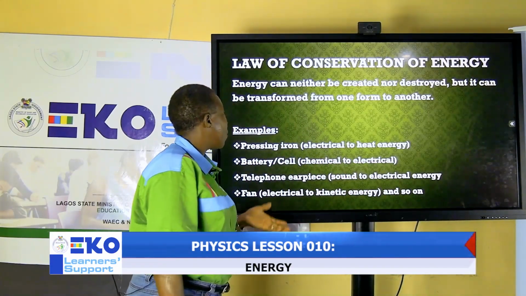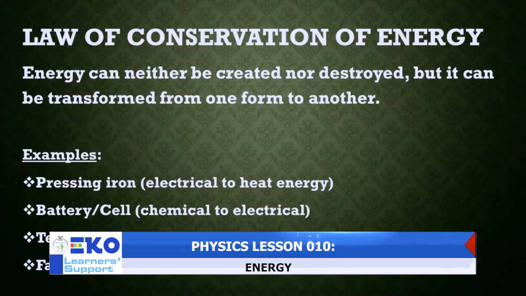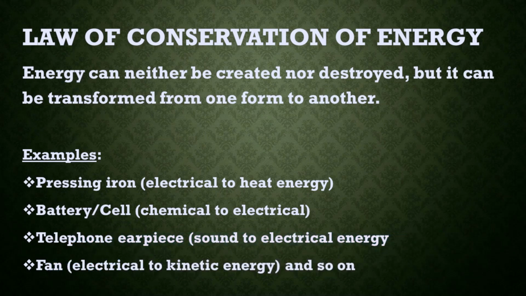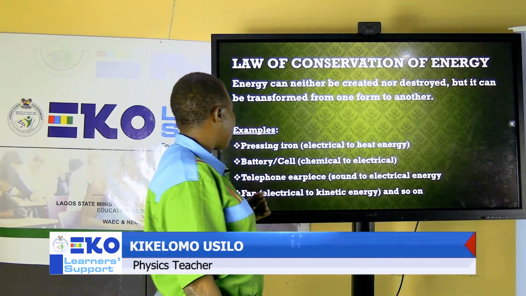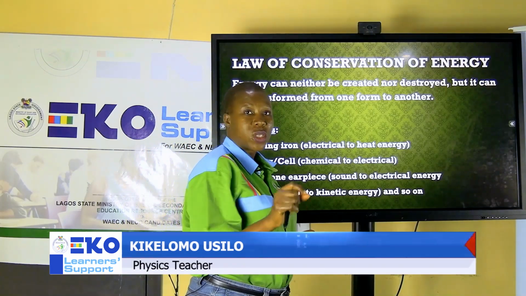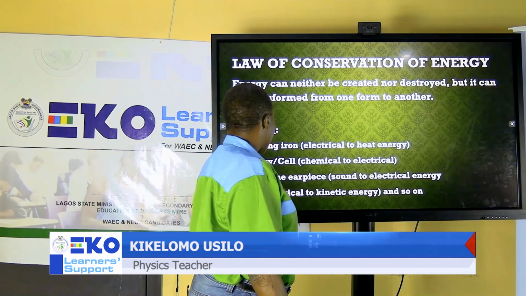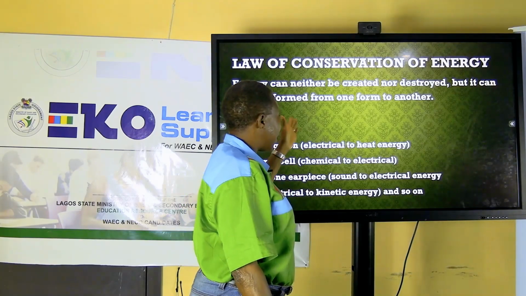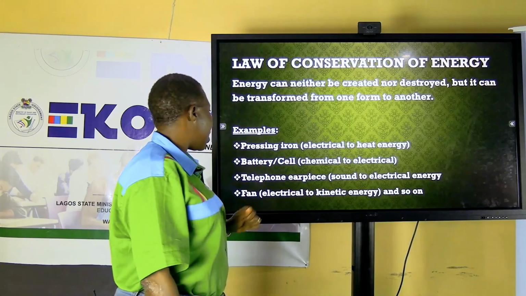The law of conservation of energy states that energy can neither be created nor destroyed, but it can be transformed from one form of energy to another. Take, for example, your pressing iron. Once you plug it into a socket and there is electricity, energy is converted from electrical to heat energy. That is for the pressing iron.